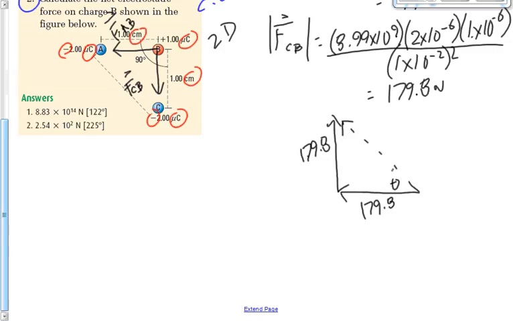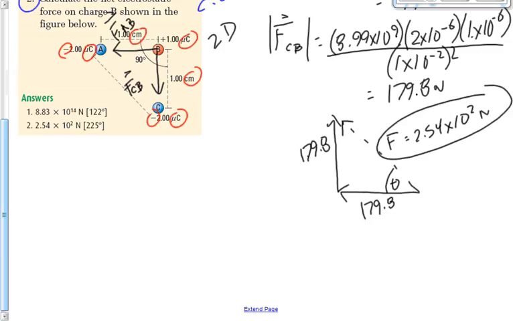The angle, well, we don't even have to do a calculation for the angle. What's the angle? 45 degrees, right? If both sides are the same, it's got to be 45 degrees, although you could use the inverse tan function to figure that out. What's the value of the hypotenuse there using the Pythagorean theorem? 2.54 times 10 to the 2. Oh, I guess the answer's there, isn't it? 2.54 times 10 to the 2 newtons.